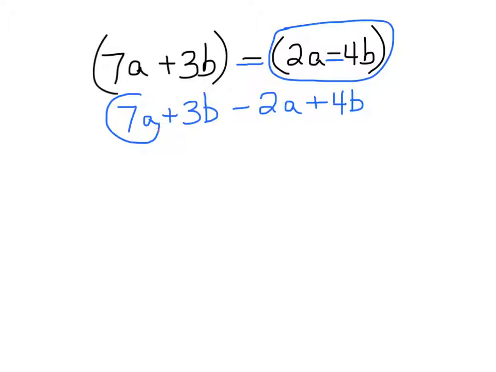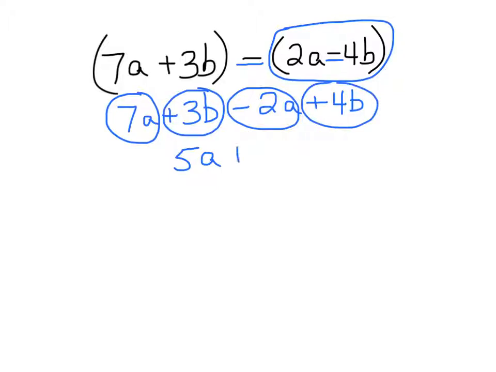Now I'm going to combine my terms. 7a subtract 2a is equal to 5a. 3b plus 4b is equal to 7b.